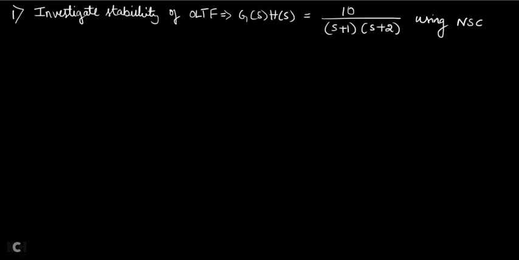Generally, I have generalized certain steps which work for all the different types of problems, whatever the nature of the problem. Those generalized steps I am going to explain in the first problem. Follow the same generalized steps to solve any problem given on the Nyquist plot. So assume this problem is given: investigate the stability of the open loop transfer function G(s)H(s) = 10 divided by (s+1)(s+2).